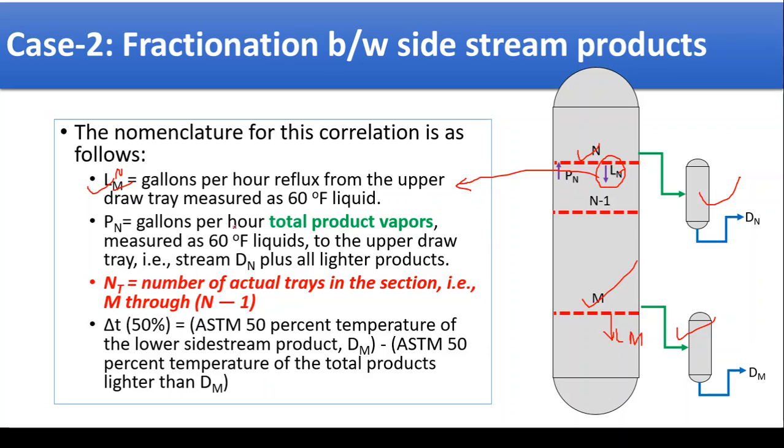This is the reflux value. PN is gallons of total product vapors, and NT is the number of trays. It is from M to N minus 1, meaning not M to N, but up to N minus 1. So you have to reach up to this value, and we have to find out the delta T value. We'll discuss later how to find it. So this is the second case.